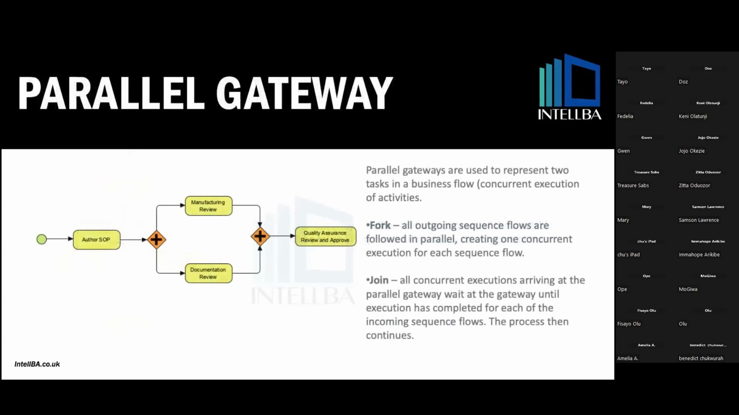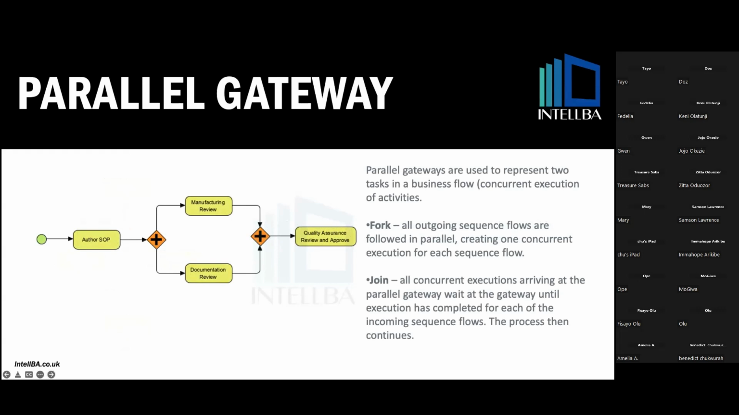And then there's a parallel gateway. This one, both must happen. If one happens before the other, the process stops until the second one happens, okay? So author standard operating procedure, okay? Author it, write it. When you write it, it goes through manufacturing review and it has to go through documentation review. So it's symbolized with a plus.